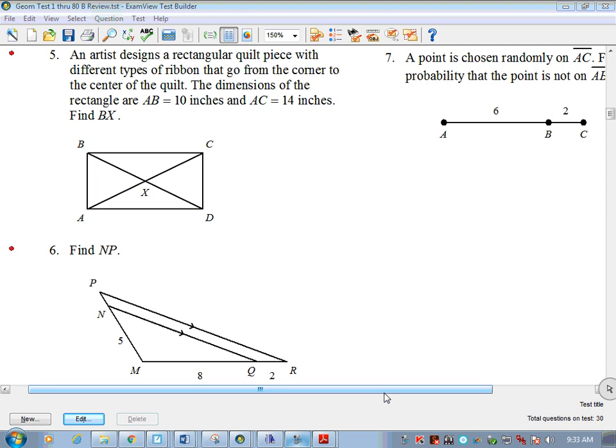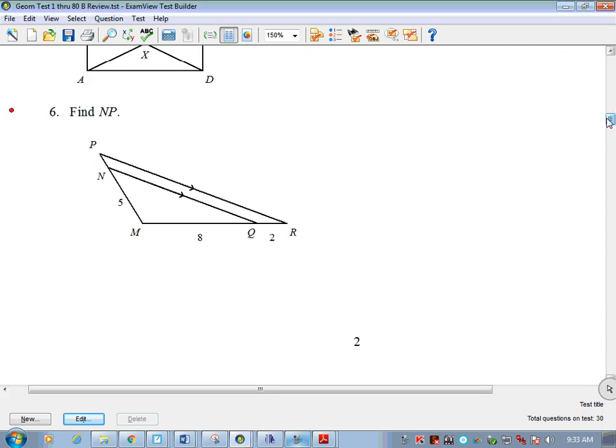All right, let's look at 6. Have we seen this question before on a test? Anybody ever get this one wrong? This is a proportion. One of the number one things I see people get wrong is they say, well, this is 2, so this must be 2. No. If that was the case, then wouldn't NM have to be 8? But it's not 8, which means we're dealing with proportions. So we're dealing with NP over 5 equals what?